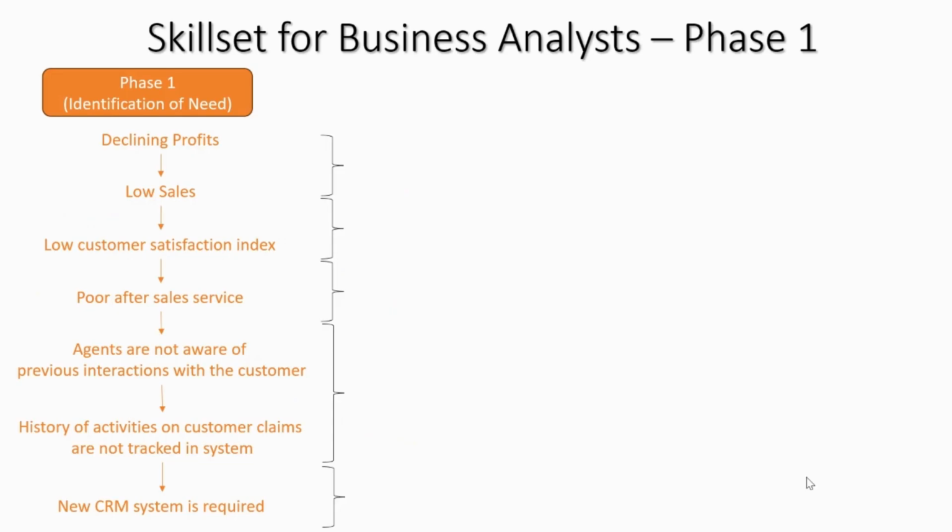Let us begin by revisiting the activities that we discussed in the previous video. The activities that we discussed for phase 1 are displayed on screen now. Let us try to understand the skill set that a BA needs to possess for doing each of these.